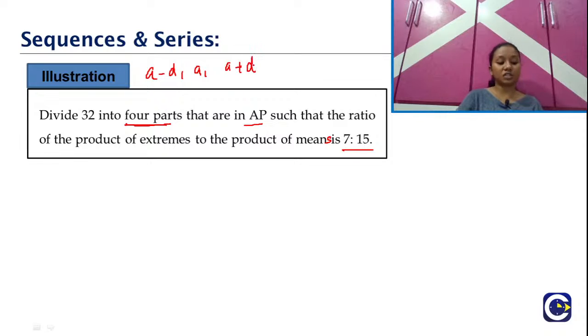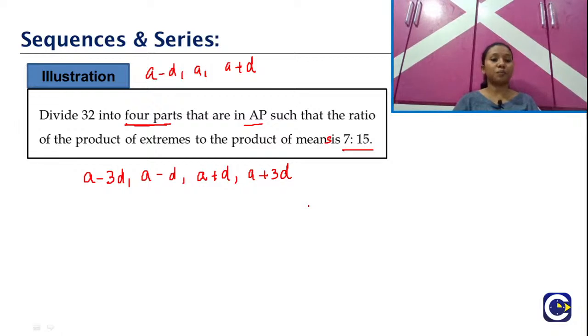And we have even discussed for 5 parts, that is A minus 3D, A minus D, and there will be A here. But now here, as we are dividing the given number into 4 parts alone, there is no need to take this A. So it will be directly A minus 3D, A minus D, A plus D, and then A plus 3D. So these will be the 4 parts such that the number 32 will be divided in order to be the terms in the AP. Right.